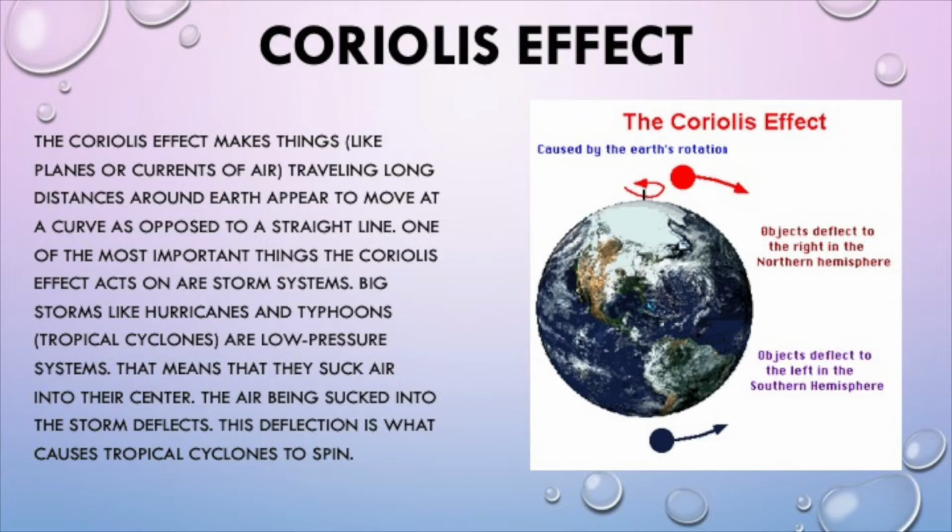The Coriolis effect makes things like planes and currents of air traveling long distances around Earth appear to move in a curve as opposed to a straight line. One of the most important things the Coriolis effect acts on are storm systems. Big storms like hurricanes and typhoons, or tropical cyclones, are low pressure systems. That means they suck air into their center. The air being sucked into the storm deflects. This deflection is what causes tropical cyclones to spin.